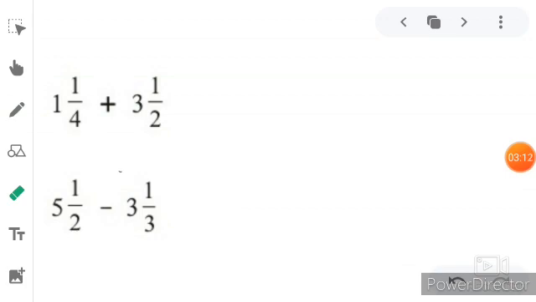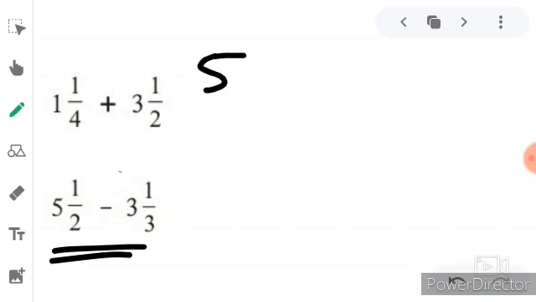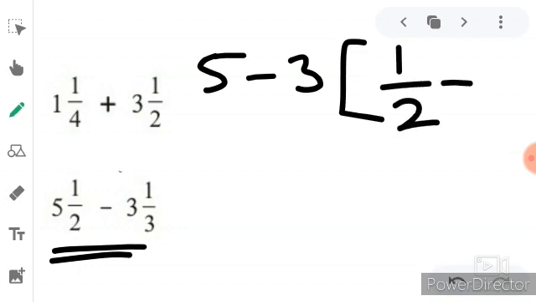Now the next problem, of subtraction. Here, the second one, this one. Write down the first number as it is, then take the whole numbers on one side, that is 5 minus 3. In brackets you will have to take 1 upon 2 minus 1 upon 3.